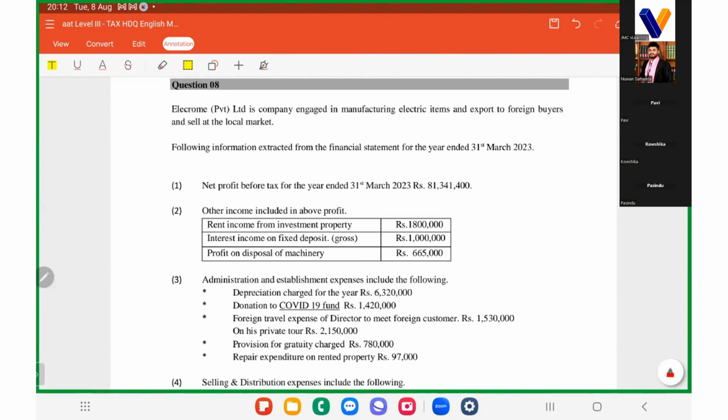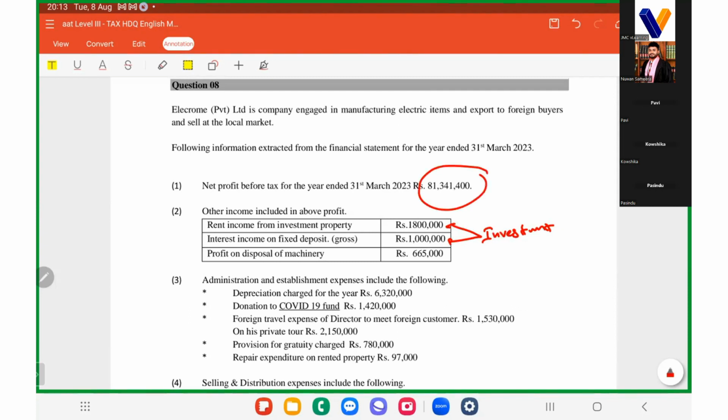You can see there are some investment income included in the profit. The rent income and the interest income, this is investment. So can you take that as a business? You can't. You have to treat that as investment income and you have to remove it from the above calculated net profit.